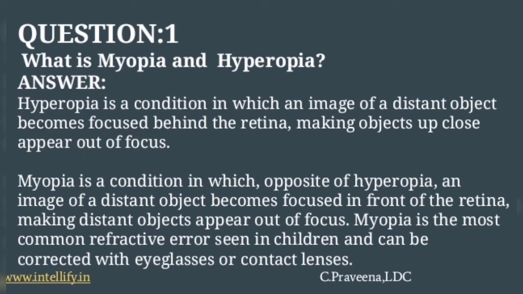Generally, these two are eye defects. Hyperopia is a condition in which an image of a distant object becomes focused behind the retina, making objects up close appear out of focus. In myopia, just opposite to hyperopia, the image of a distant object becomes focused in front of the retina, making the objects appear out of focus. Myopia is the most common refractive error seen in children and can be corrected with eyeglasses or contact lenses.